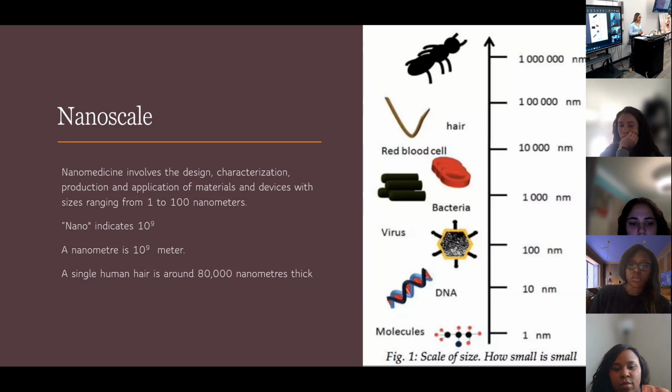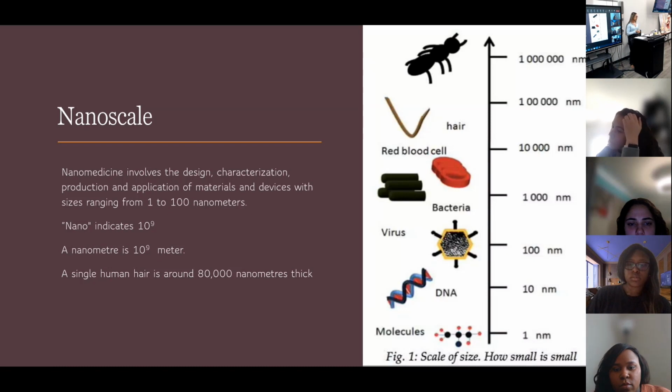And here we have a nanoscale. So the nanoscale will help nanomedicine with involving design characteristics, portions, and materials and devices. So it's all going to look different, but it is going to be in a range of 1 to 100 nanometers. So a nano indicates 10 to the power of 9. A nanometer is 10 to the power of 9 meters.